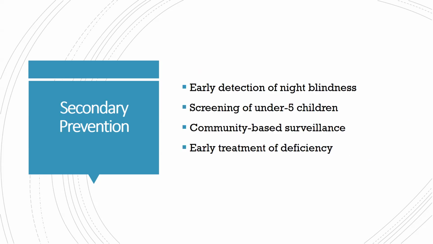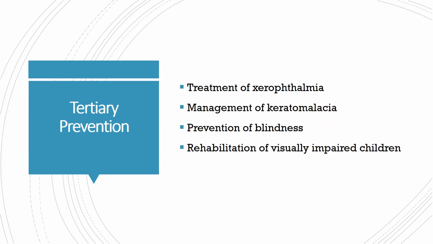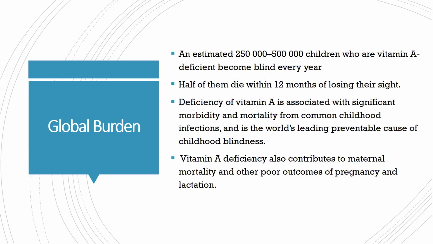Then the secondary prevention involves early detection of night blindness, screening of under 5 children, community-based surveillance, and early treatment of deficiency. Tertiary prevention involves treatment of xerophthalmia, management of keratomalacia, prevention of blindness, and rehabilitation of visually impaired children.